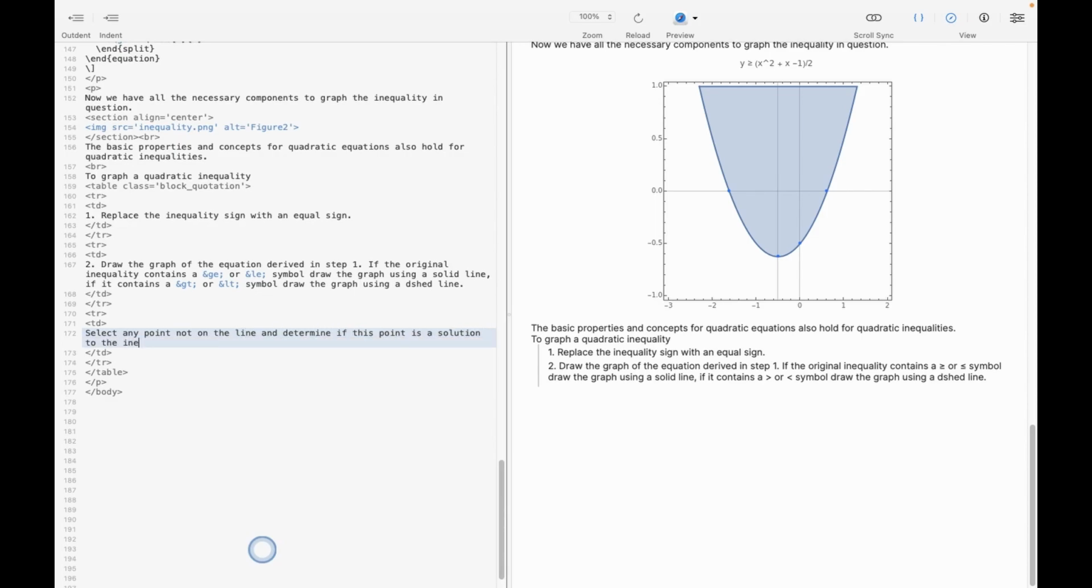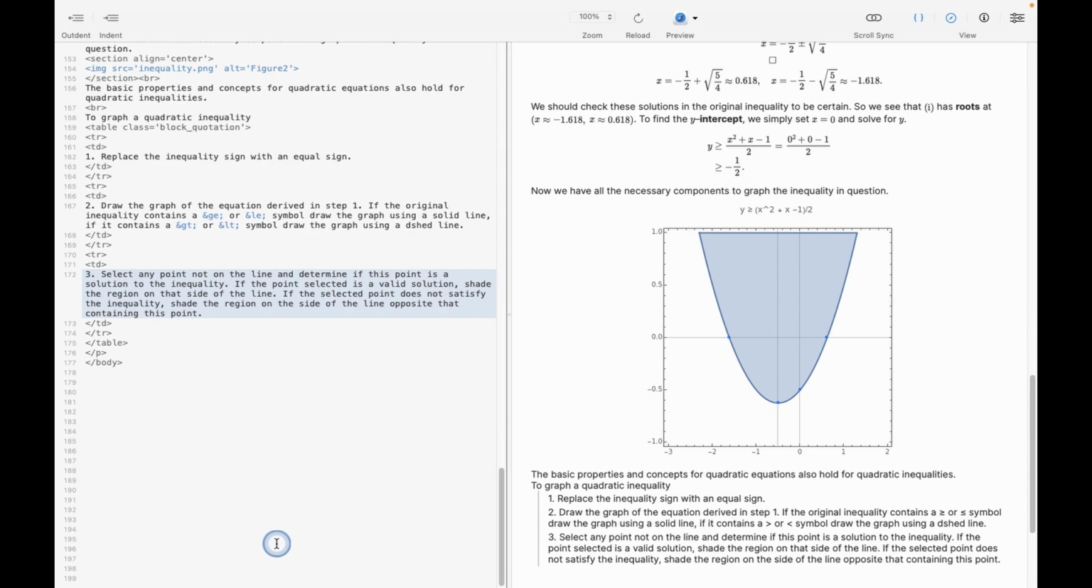And then finally, select any point not on the line and determine if this point is a solution to the inequality. If the point selected is a valid solution, shade the region on that side of the line. If the selected point does not satisfy the inequality, shade the region on the side of the line opposite that containing this point. And we're done.